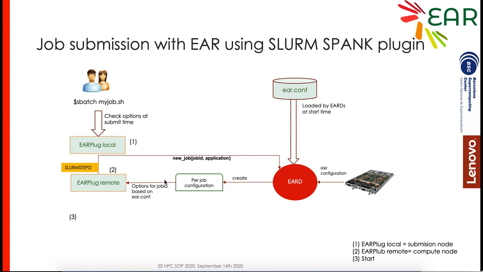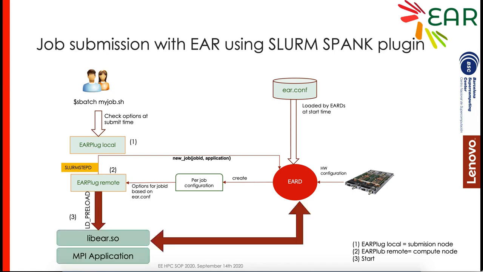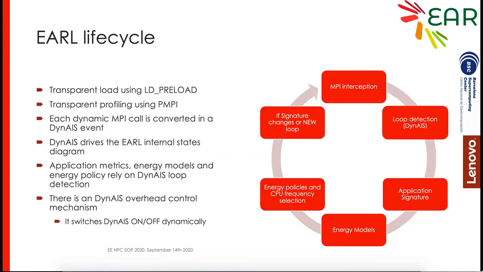Once the Slurm plugin receives the validation, the answer from the EARL daemon, in a last stage the plugin configures the LD_PRELOAD environment variable to set the libEAR as part of the libraries that need to be loaded automatically. So when the EARL library is loaded, it starts what we call the EARL library lifecycle.